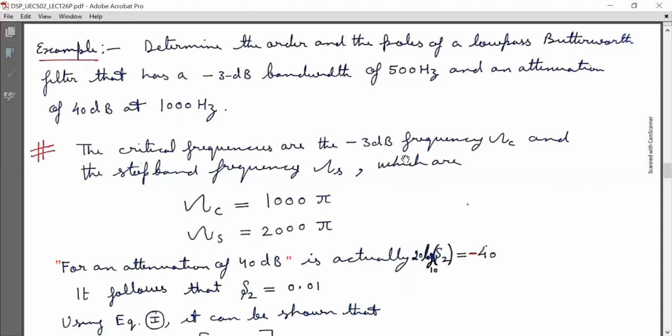Now we will do one example. Determine the order and the poles of the low pass Butterworth filter that has a minus 3 dB bandwidth of 500 Hz and an attenuation of 40 dB at 1000 Hz.